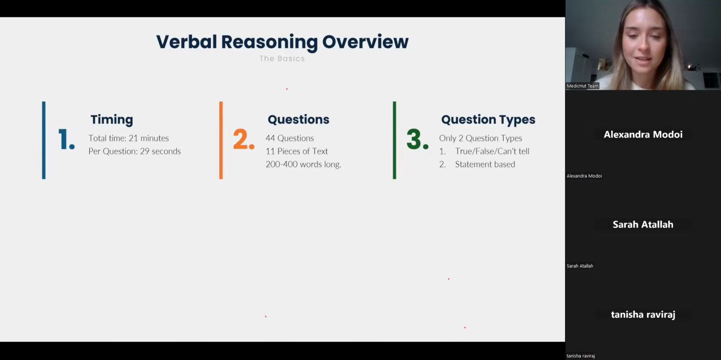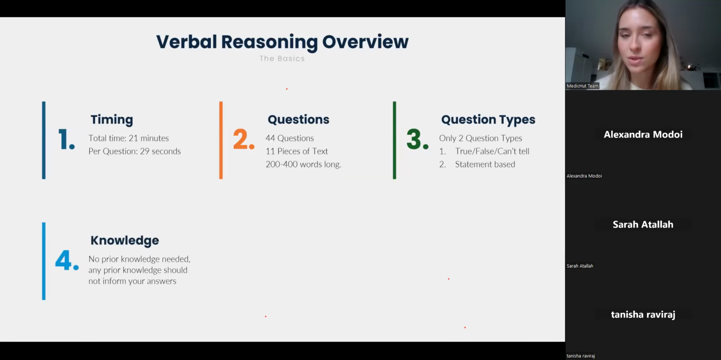The next thing is the knowledge. For this section, you don't actually have to have any sort of outside knowledge. Usually the pieces of text that you will get will be something completely random. They might be historical based, they might be science based, etc. You aren't actually required to know anything medical for this section, which some people do think that you do need to know, but don't worry, no medical knowledge is required for this section.